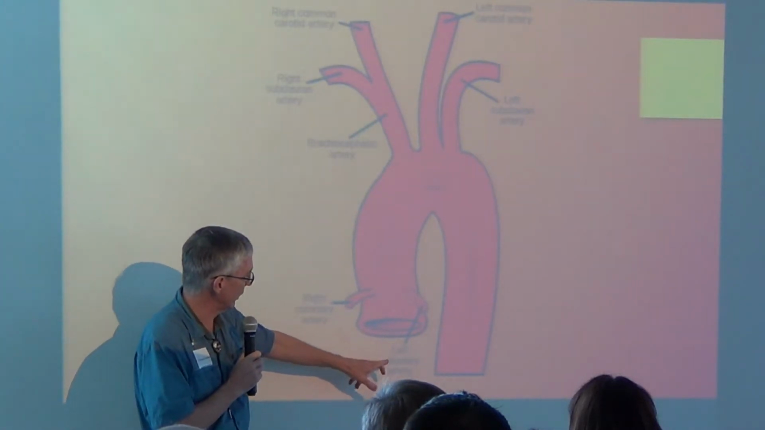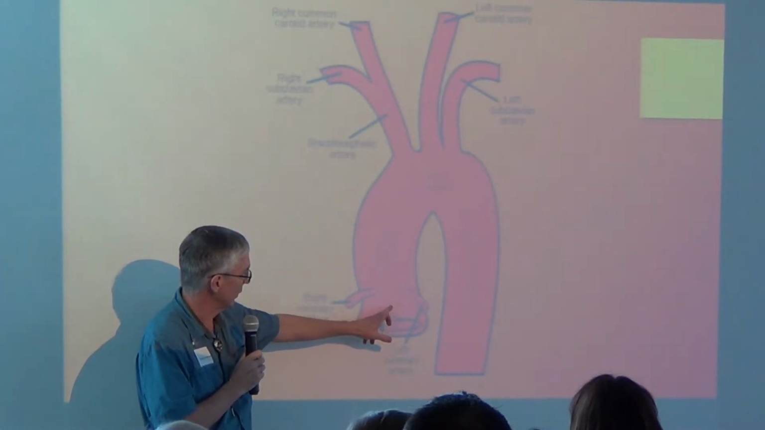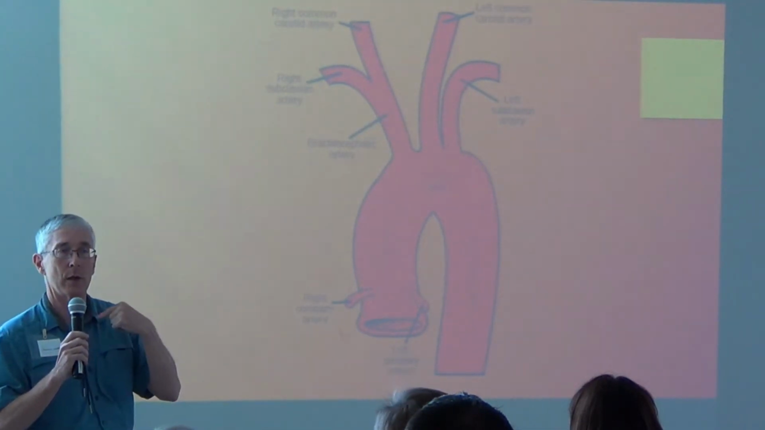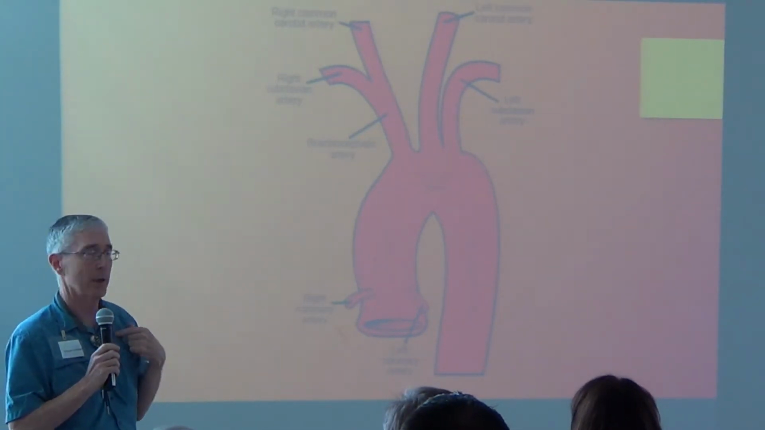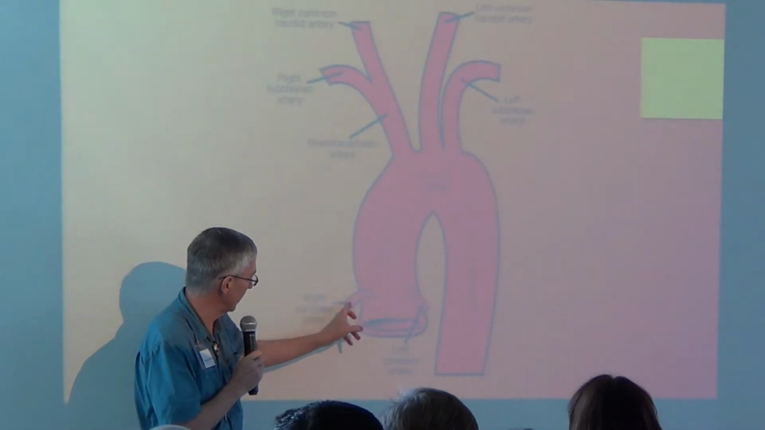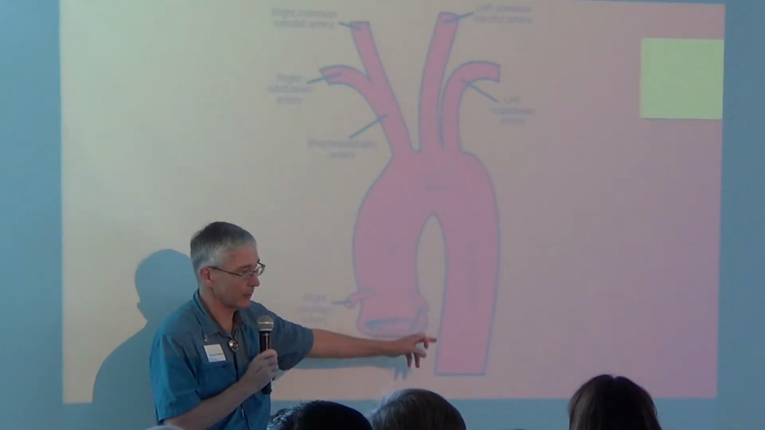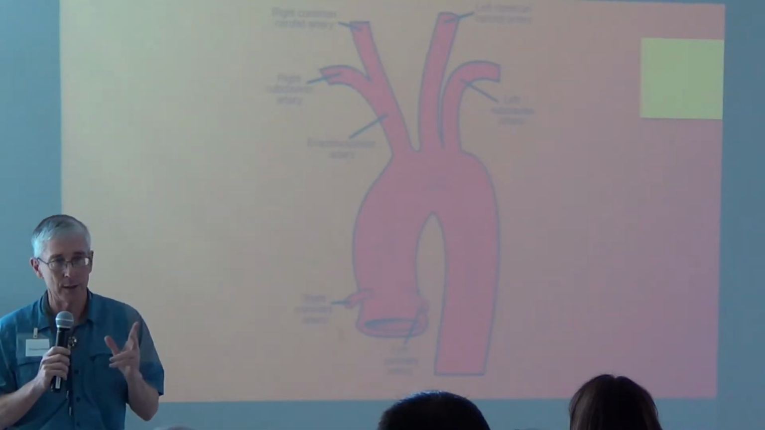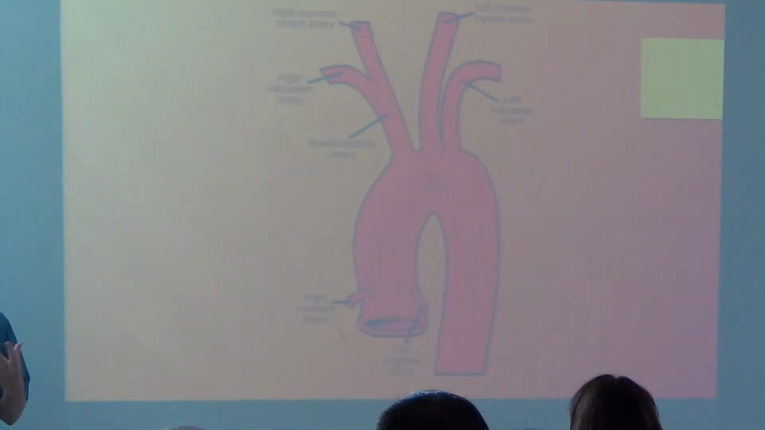When the blood comes out of the heart, the first priority is to feed itself. It has to give blood to itself. And so that's why you see these blood vessels here, the coronary arteries. It's kind of an odd concept that the heart has to pump blood to itself, but it does.